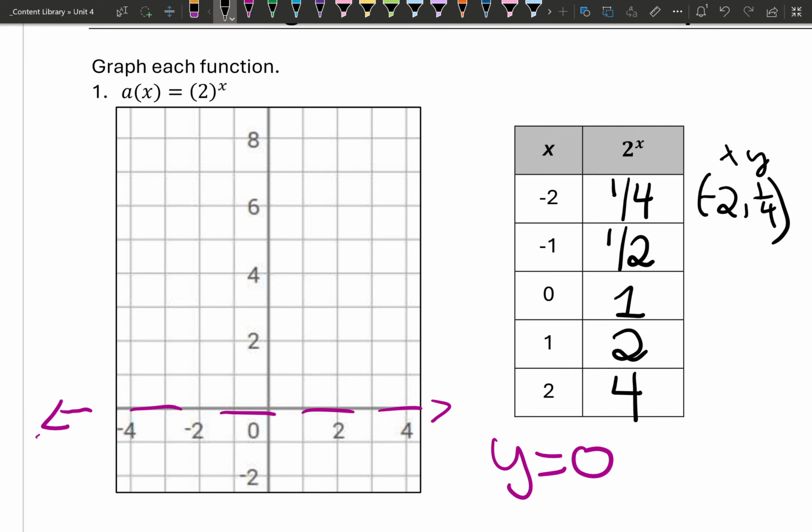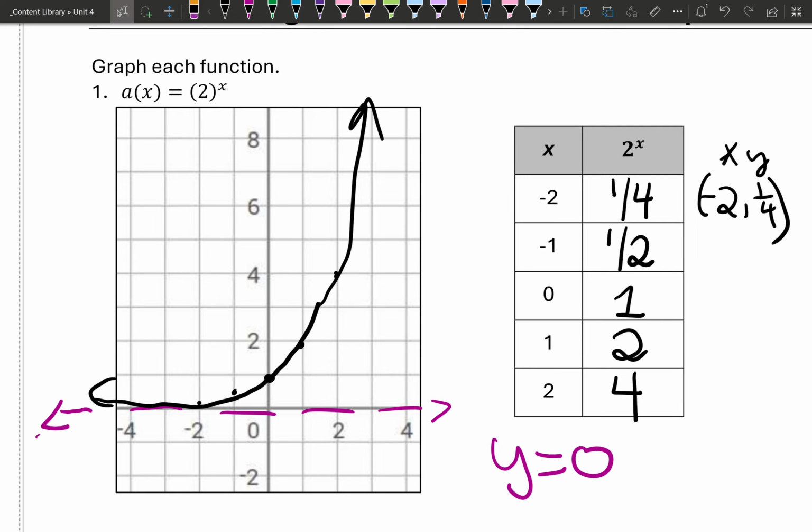Okay, let's graph the points. -2, 1/4, -1, 1/2, 0, 1, 1, 2, and 2, 4. And there's that flattening out. Whoops, that does not look good. Let's try that again. There's the flattening out of the function that happens. There we go. Now let's see how every graph we do after here compares to this parent function, this original function.